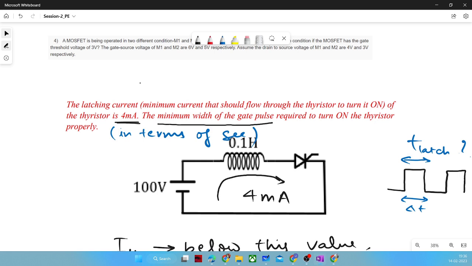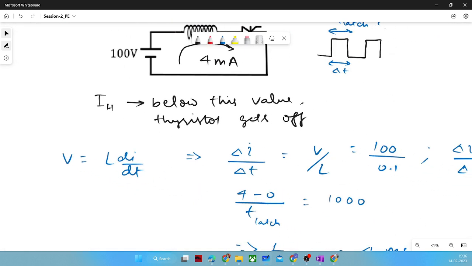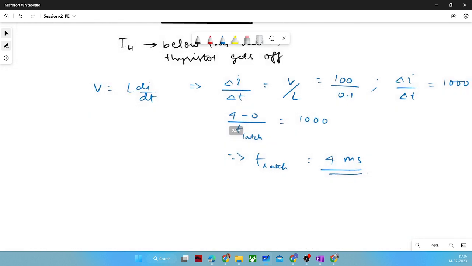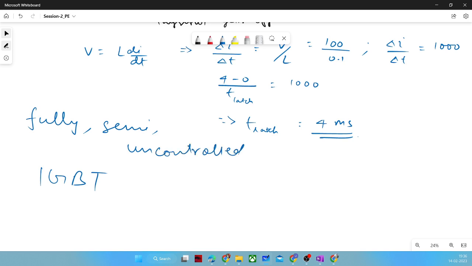So, you know the difference between controlled, fully controlled, semi-controlled, or uncontrolled device, right? I just want to recall it. So, is IGBT which kind of device? You just need to tell in terms of fully, semi, or uncontrolled. Fully controlled. Correct. So, IGBT is a fully controlled device.